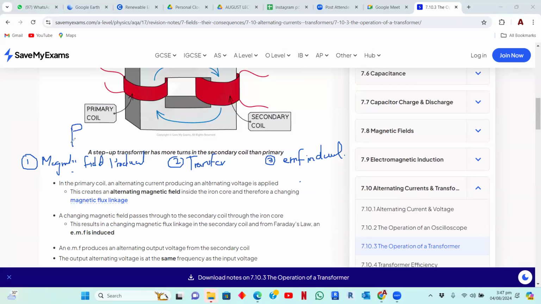This happens at the primary coil. This happens at the core, or the core helps with this process. And this is what happens at the secondary coil. So you need to know these three things that are happening. And the entire mechanism of a transformer is based on these three major processes.